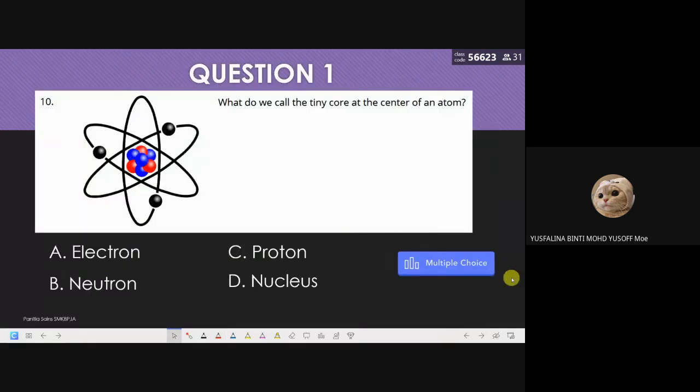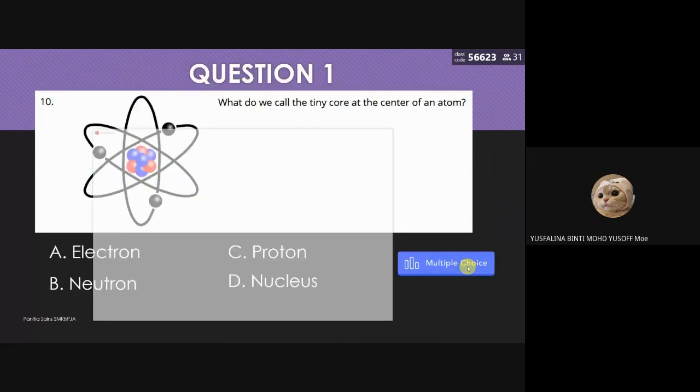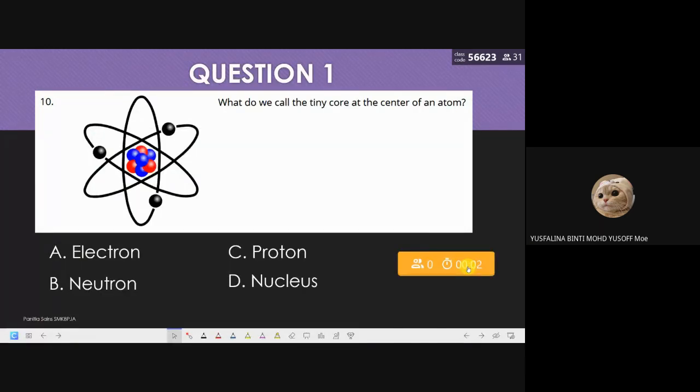Okay, so let's try to answer this question. What do we call the tiny core at the center of an atom? I already drew it for you. There is the center of the atom, and then it is surrounded by what?